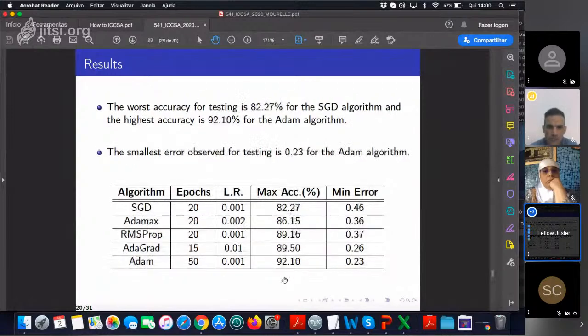The worst accuracy for testing is for the SGD algorithm, and the highest accuracy is 92% for the Adam algorithm. The smallest error observed for testing is 0.23 for the Adam algorithm, as we can see in this table, right? So minimum error for Adam and maximum accuracy also for Adam.